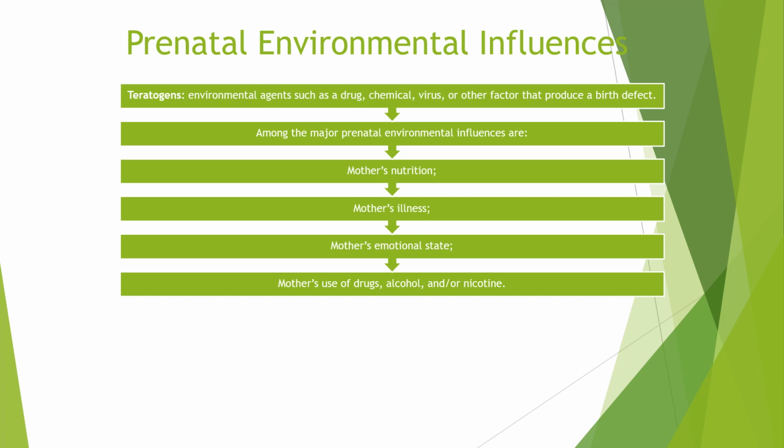Among the major prenatal environment influences are the mother's nutrition, the mother's illness, the mother's emotional state, and the mother's use of drugs, alcohol, and/or nicotine. These are all types of teratogens that can influence the fetus while it is still in the womb.